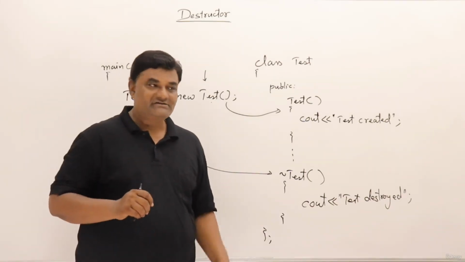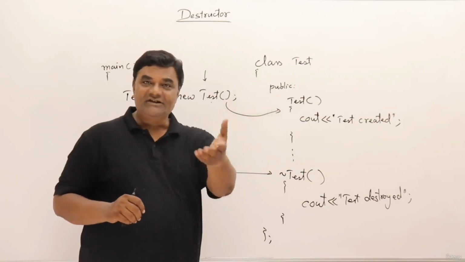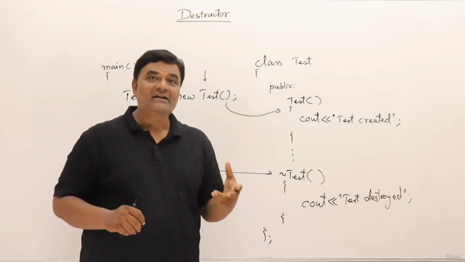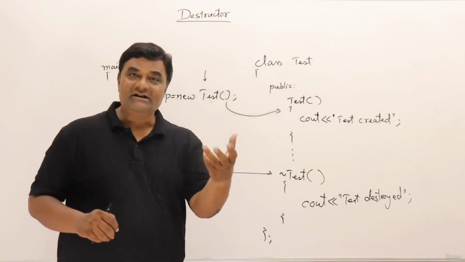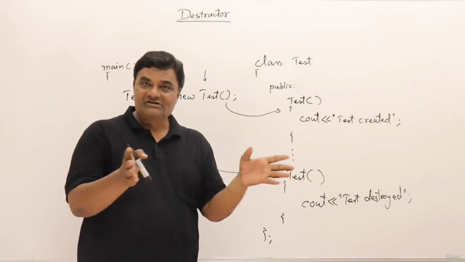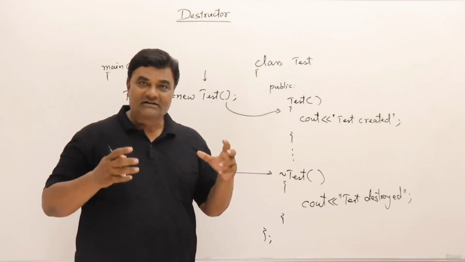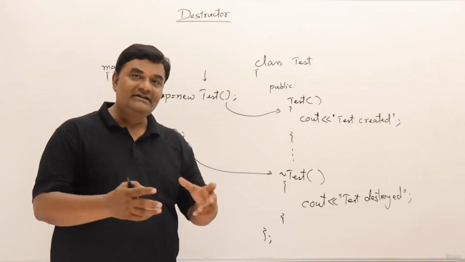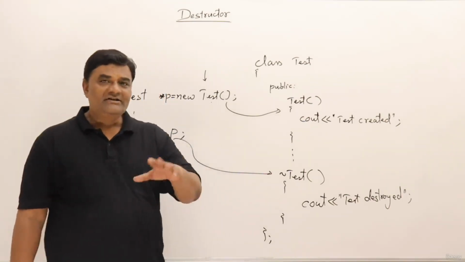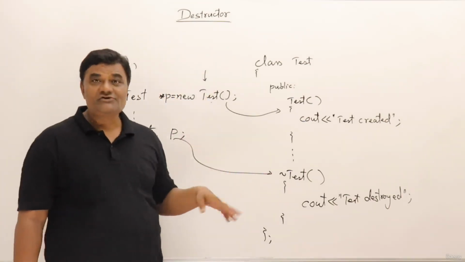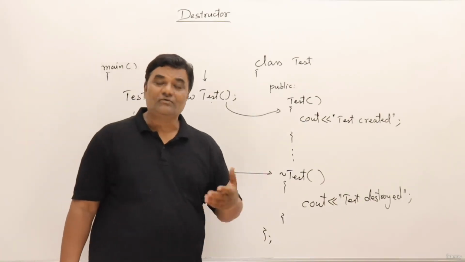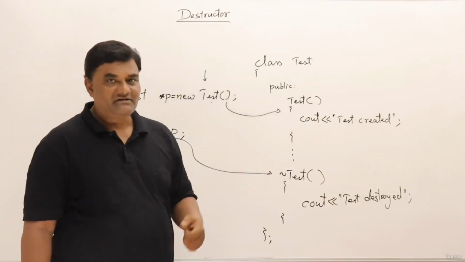Which type of resources? External things. When you are acquiring any external things like heap memory, file, network connection, these are all external resources. If your class is acquiring in the constructor, then it should release in the destructor. So I will simply write down some syntax here to show you what can be done in constructor, what is done in destructor. Let us see.